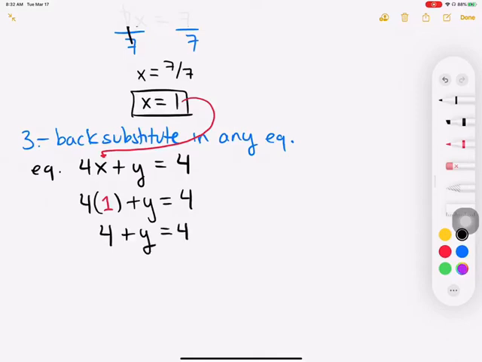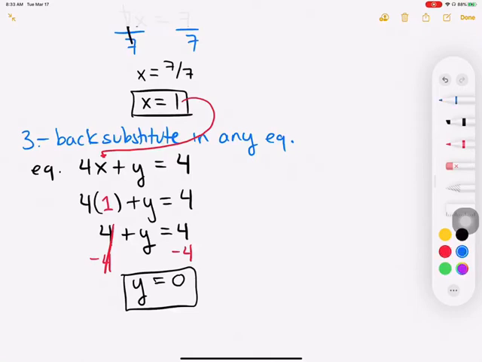Remember that the goal is to send all the letters to one side and all the numbers to the other side. So I'm going to get rid of the first 4. I'm going to send this to the right side of the equation. Since this is a positive 4, I'm going to subtract 4. If I subtract 4 from the left side, I have to subtract 4 from the right side. So these two numbers cancel out. The only thing that I have left on the left side is y equals, and then I can do 4 minus 4, which is going to be 0. So this is my solution for the system of equations.